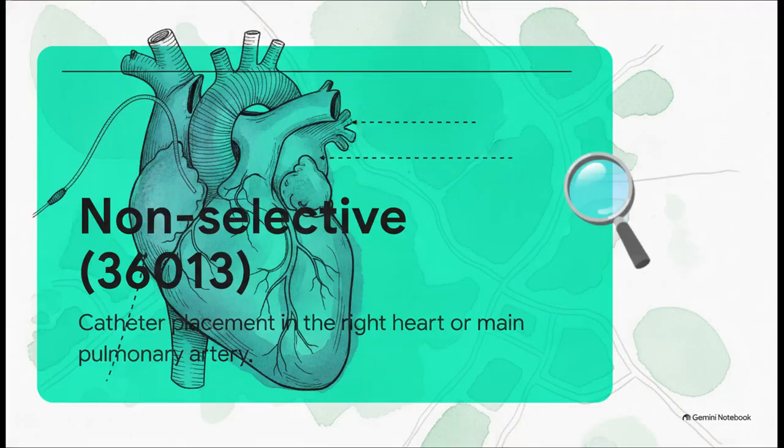Let's lay down our baseline here. The absolutely crucial thing is understanding what non-selective actually means in this specific context. If the catheter just stays in the right heart or the main pulmonary artery, that very first step on our map, it's classified as non-selective. And that non-selective baseline, it's permanently tied to code 36013. It hasn't chosen a specific left or right path yet, right? It's basically just hanging out in the main highway.